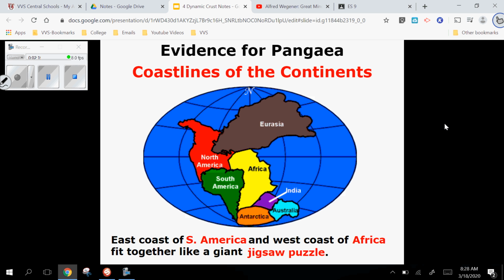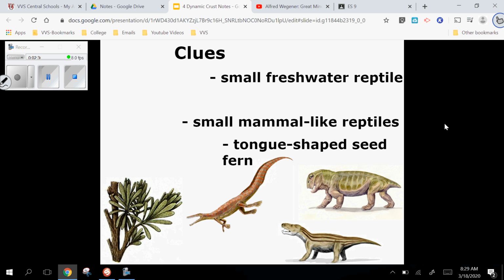But so first evidence we have is the coastlines. If you manipulate them around, you can kind of sort of get them to fit. And again, you have to remember that the oceans were lower back then, so it's really the continental shelves that fit together really well, not necessarily the modern coastlines. But.